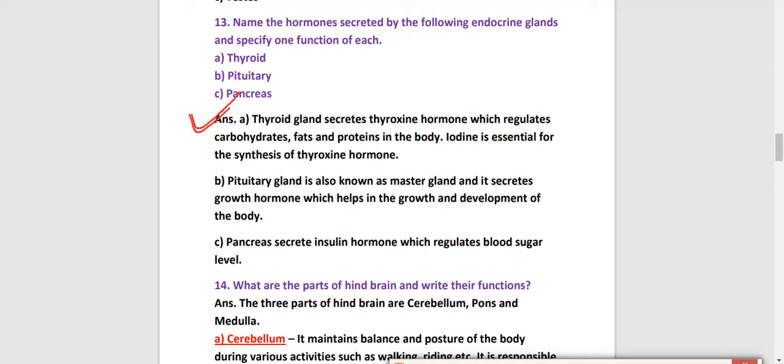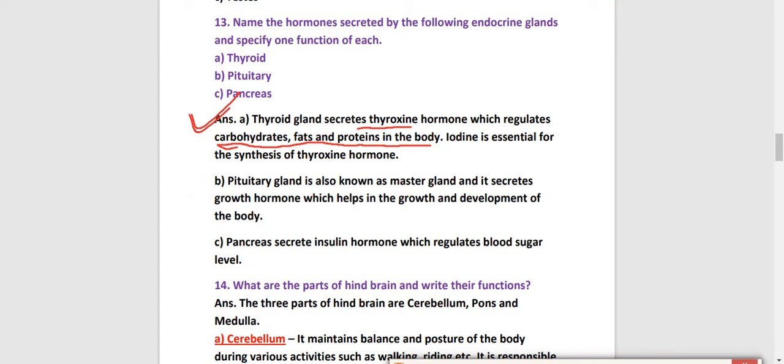So we all know that thyroid gland will secrete a hormone called thyroxine. But what is the function of this thyroxine hormone? It regulates carbohydrates, fats and proteins in the body, and iodine is essential for the synthesis of this thyroxine hormone. If iodine is deficient in our body, we can suffer from a disease called goiter.